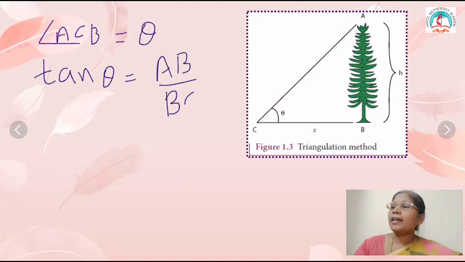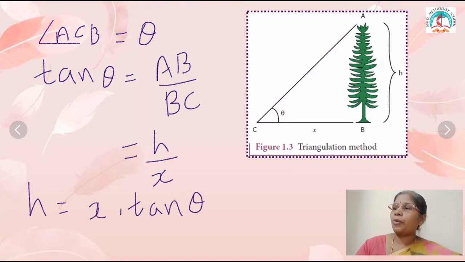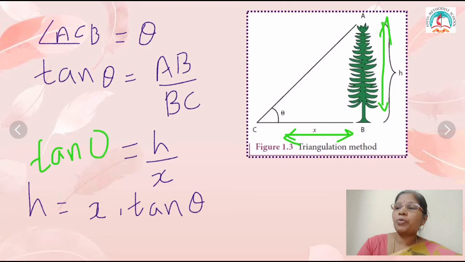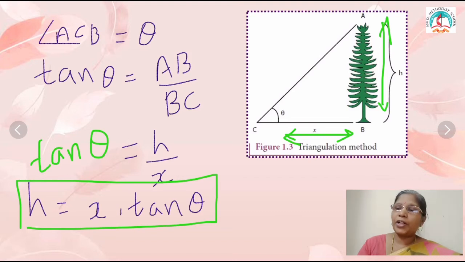So the angle ACB is equal to theta. I am calculating the value of tan theta. What is the formula for tan theta? Opposite divided by adjacent. Opposite is AB, adjacent is BC. So tan theta equals H divided by X. Now which one is the unknown? Height is the unknown. So, cross multiplying, H equals X tan theta. With the help of this, we calculate the height of the object.